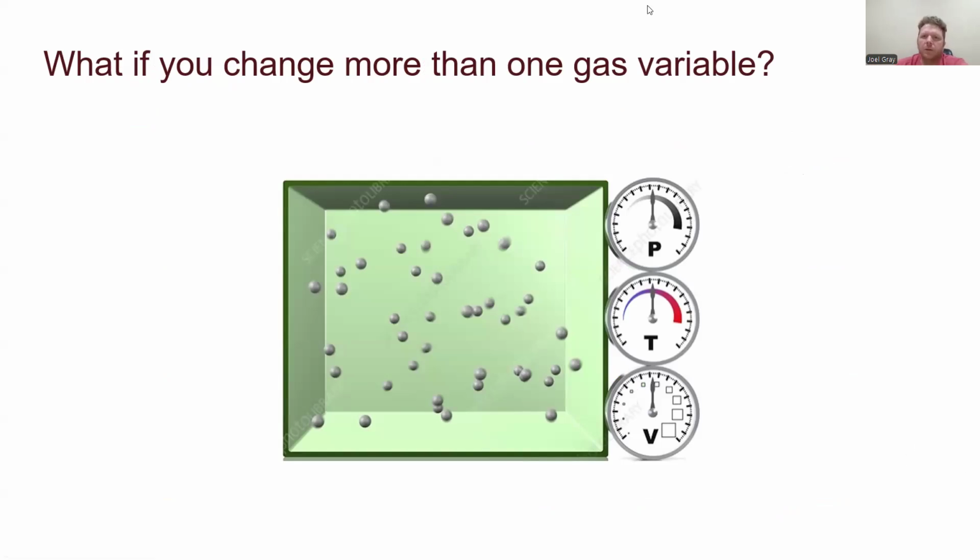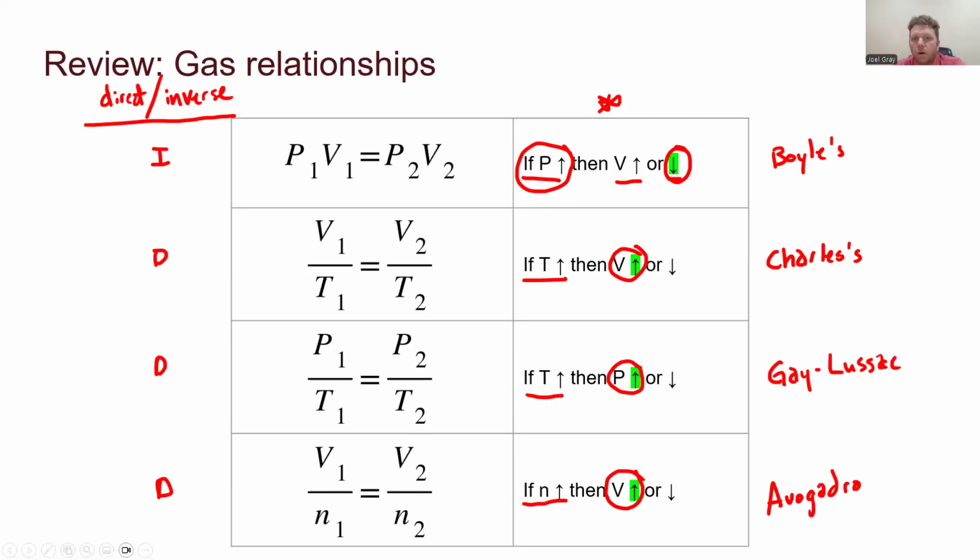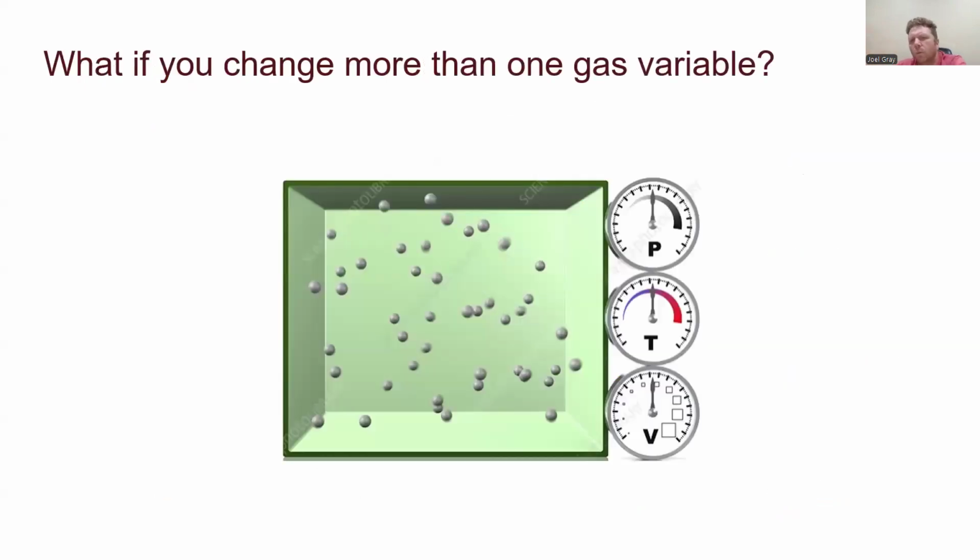Now, all of these relationships are between two different variables: pressure and volume, volume and temperature, pressure and temperature, volume and amount. So it's just two things. We're changing one and seeing the impact on the other. What if you change more than one variable, though? What if the temperature goes up and the amount of the gas goes down? Or what if the temperature goes up and the volume goes up?